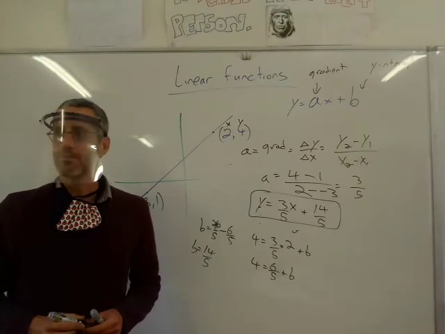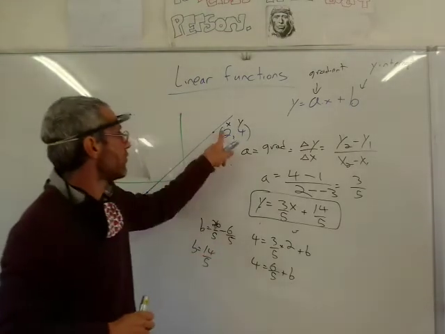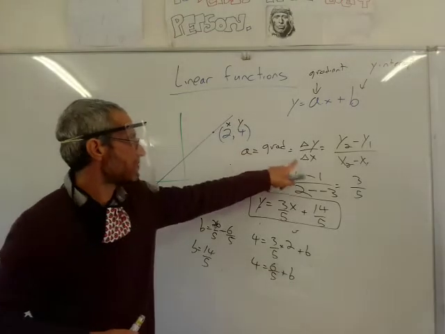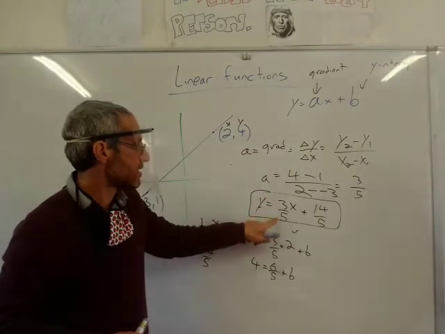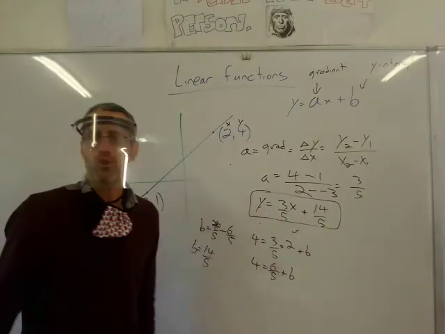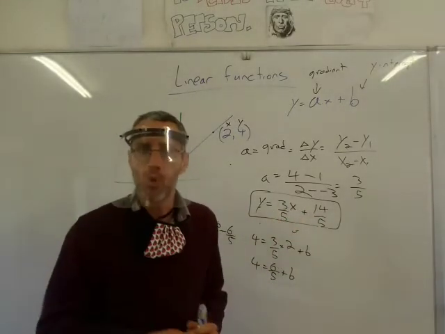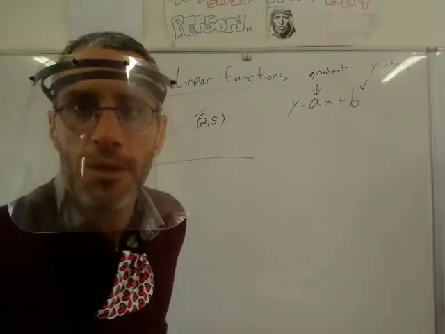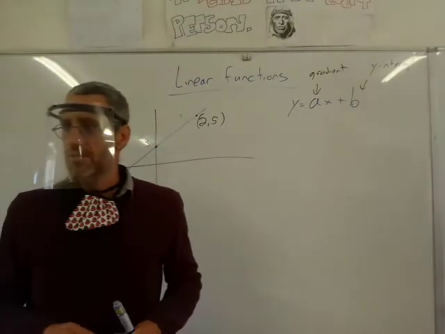Alright? So, what did I do? First of all, found the gradient. I need 2 points. I found the gradient, calculated a, substituted one of the points in x and y, and solved for b. Okay, I'll pause that. We're going to do one more. Okay, another way of doing it.